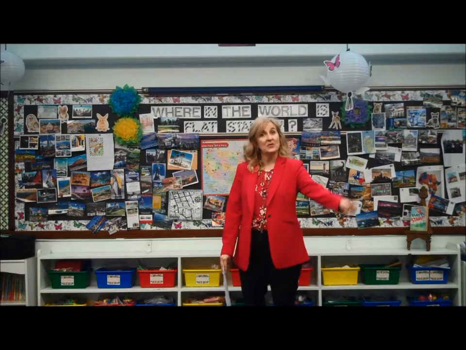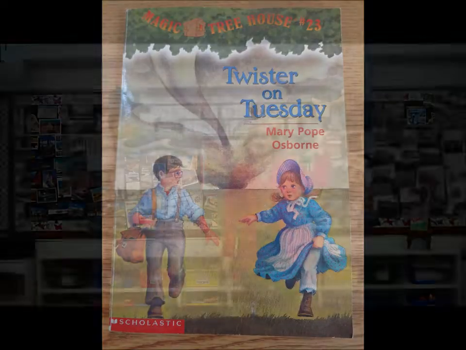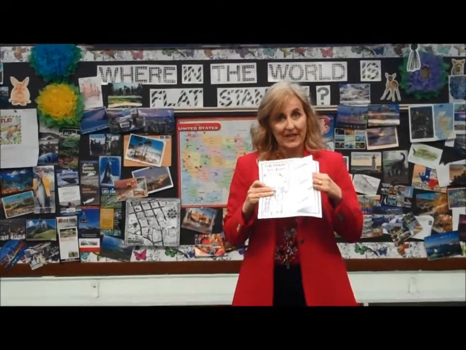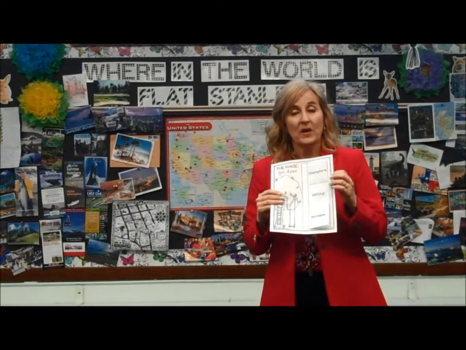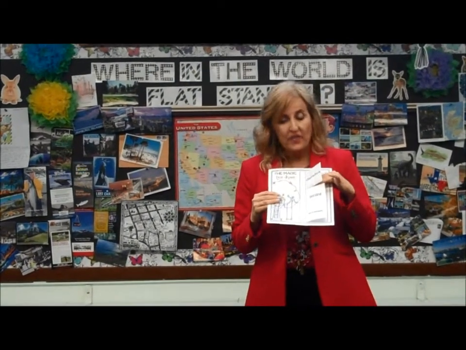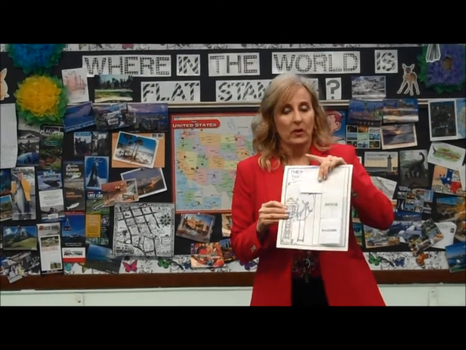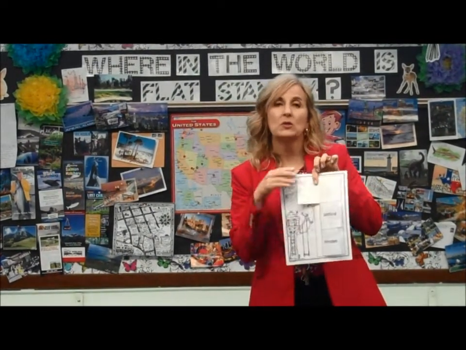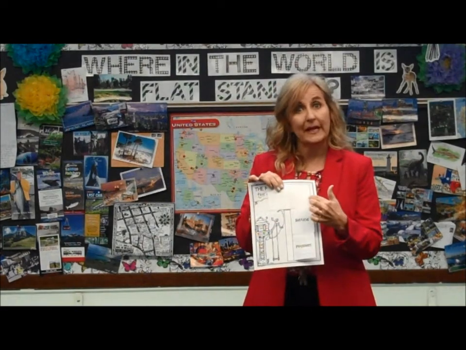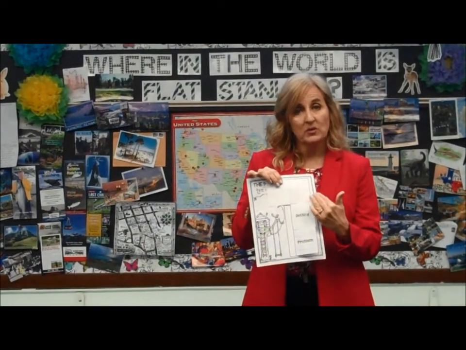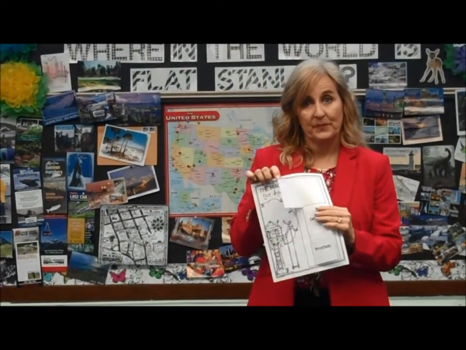We're going to start off today with our book Twister on Tuesday. Okay, so you put together this little booklet yesterday, and it should look like this. Now today we're going to be writing in the main characters. So when you read chapter 1, you're going to write the two main characters right here. Now you're going to meet some characters later, so make sure that you don't use the whole space to write the characters. Okay?